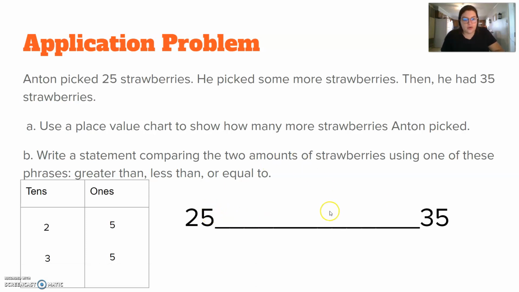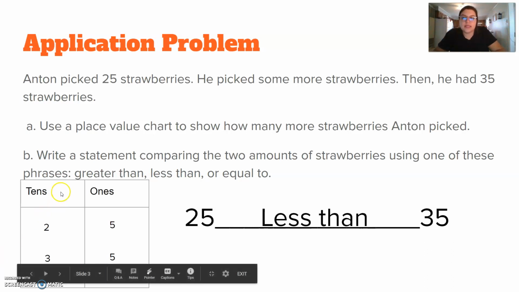Is 25 greater than or less than 35? Because we always read from left to right. So 25 is less than 35, okay? So how many more strawberries did Anton pick? We know he had 25, he picked some more, and now he has 35. So how many did he pick to get to 35? So if he already had 25, how many did he pick to get to 35?